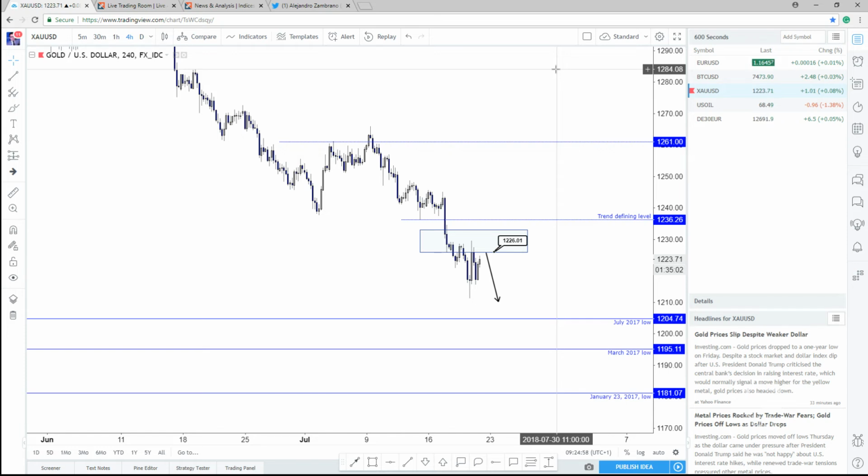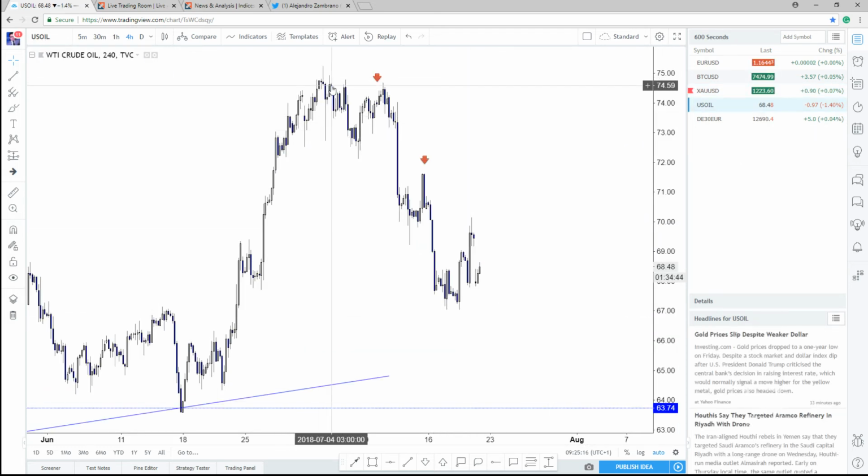Politicians say something, the market reacts. A few days later, the market realizes they can't do anything about that. So with that in mind, I remain bearish gold below 1236, which is this level up here. And I think maybe from 1226 up to 1230, traders are probably going to look to sell.